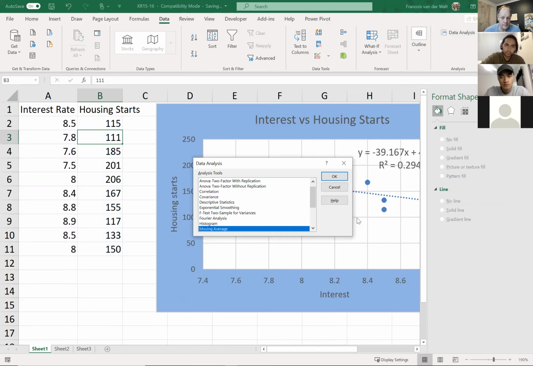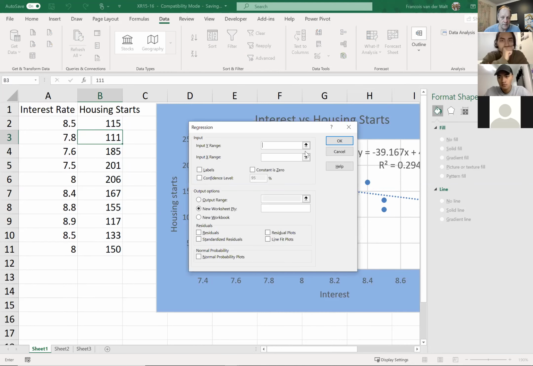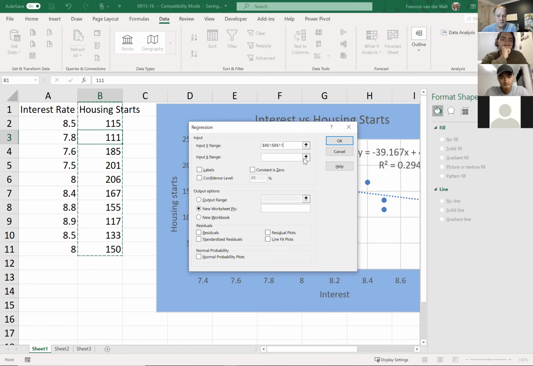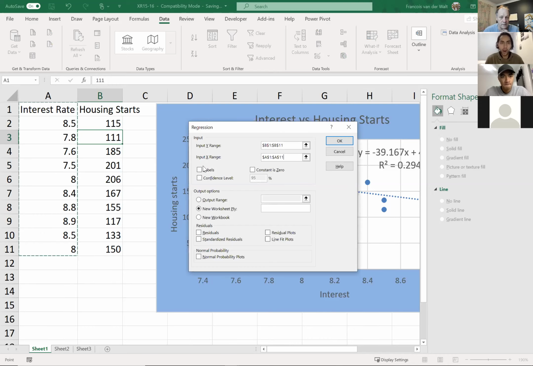Regression. All you need to really watch out for is that you always know which one you want to predict. In this particular one, we want to predict the housing starts, which is this one here. And we want to use the interest rate as the independent variable, the one we use to predict. We included the labels.